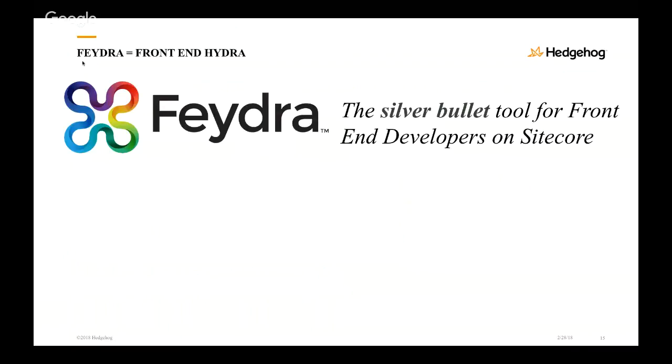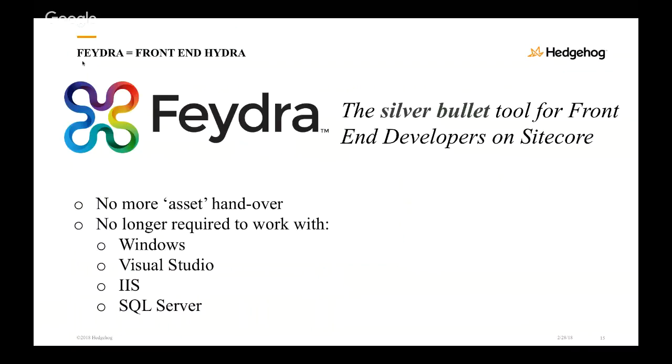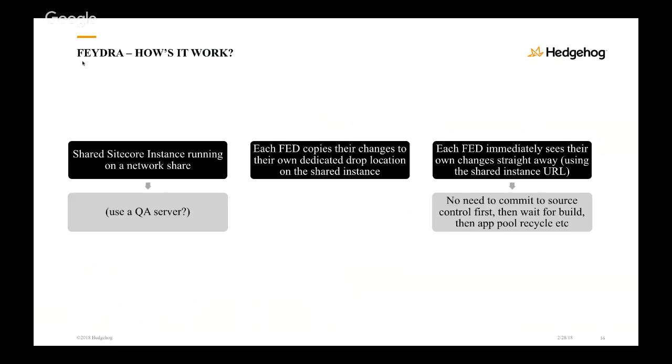It is the silver bullet tool for the front-end developers on Sitecore. With Feydra, you do not have any more asset handover, and you are not required to work with Windows or Visual Studio, nothing. It's completely up to you how you're going to set up your machine and start working on it. So how does Feydra work? The only thing which is required for Feydra is that there is some kind of a shared instance running on a network share. So for example, that can even be a test server, it can be a QA server. You only need a place where front-enders are going to have a shared source.